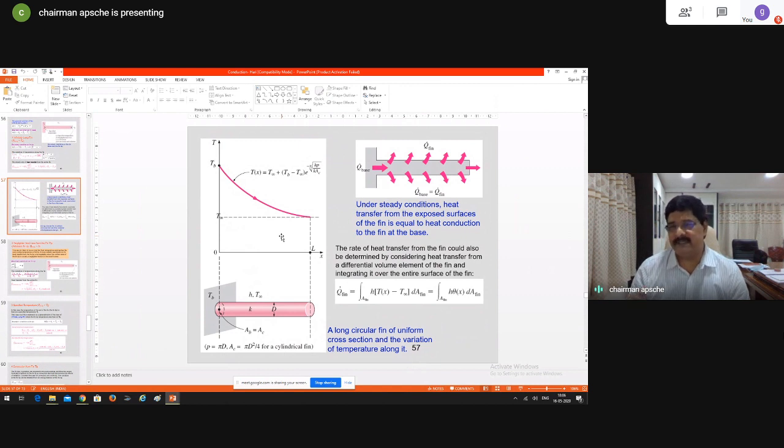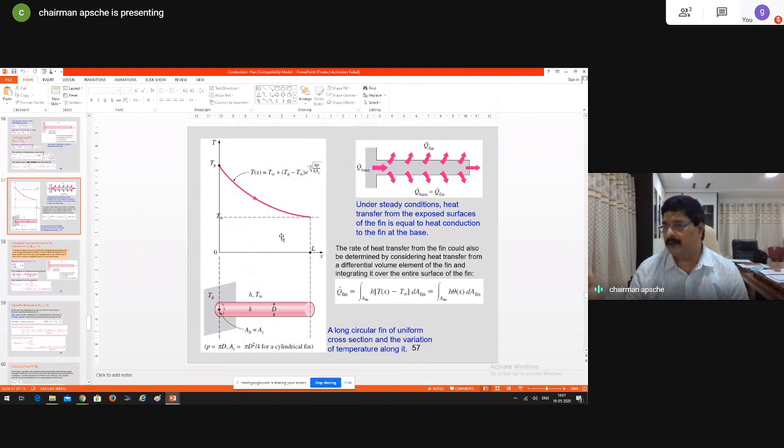One is there are two resistances coming in path: conduction resistance through the insulation material and convection on the top of it. Because the insulation area is increasing, when insulation thickness is increasing, outer area increases and therefore convection heat transfer increases or convection resistance decreases. So one resistance is increasing, another resistance is decreasing, and initially the reduction in convection resistance is more than increase in conduction resistance, and therefore effectively resistance decreases and heat transfer increases.